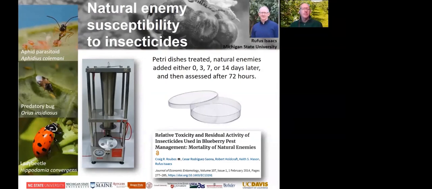So the data I'm going to share here are from a study we did a few years ago with colleagues in New Jersey. And we looked at this parasitoid, this predatory bug, and this lady beetle, and their susceptibility to different insecticides. You can see the methods there, and I won't go through the full details. You can look at the paper if you're interested, or just come back to this slide in the recording.